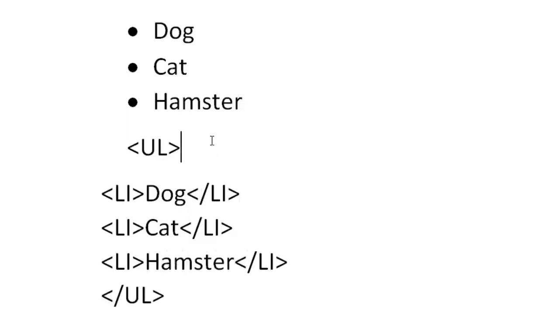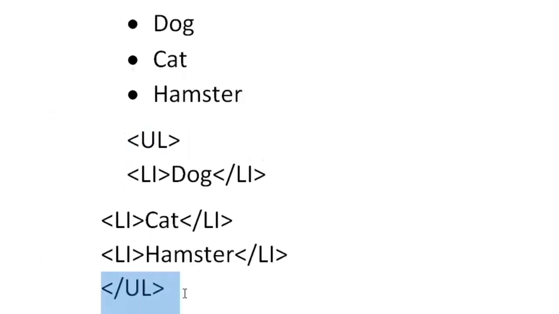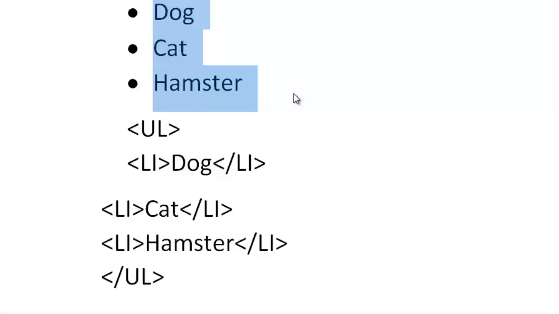Pretty simple, right? So after you understand that concept, that you have the open tag here, the close tag here, and then the items that are surrounded by the LI tag. So LI dog /LI, LI cat, close the tag, LI hamster, and then close that tag. All right. So now that you understand that, what I want to talk about now is ordered lists.